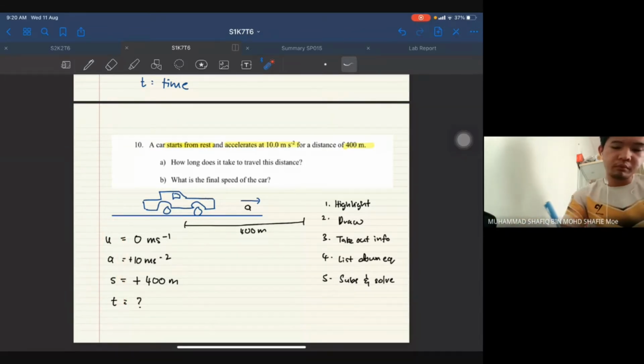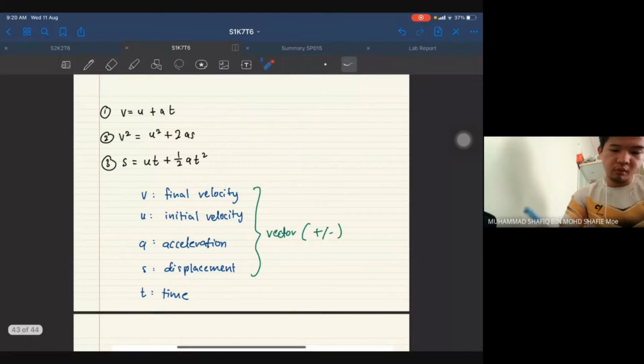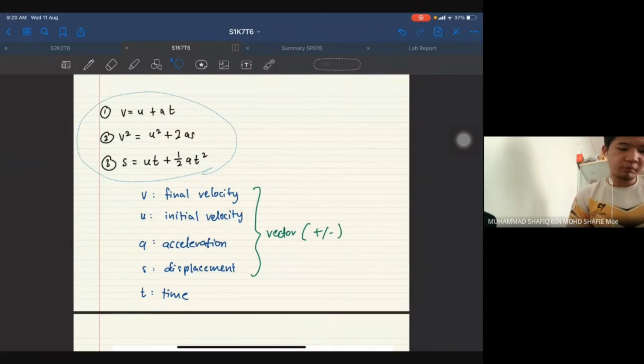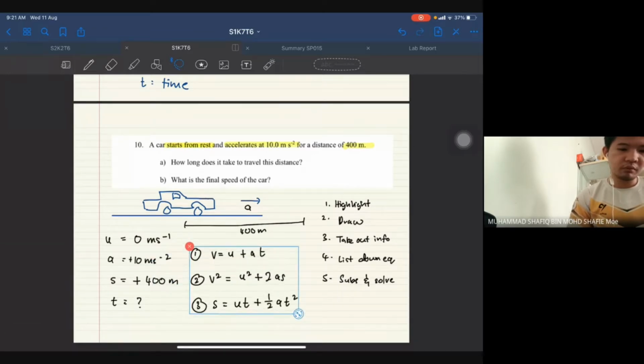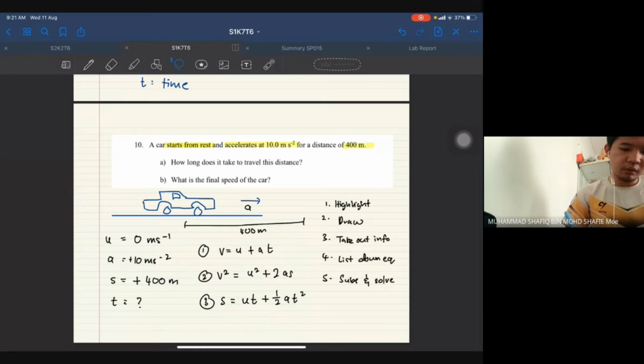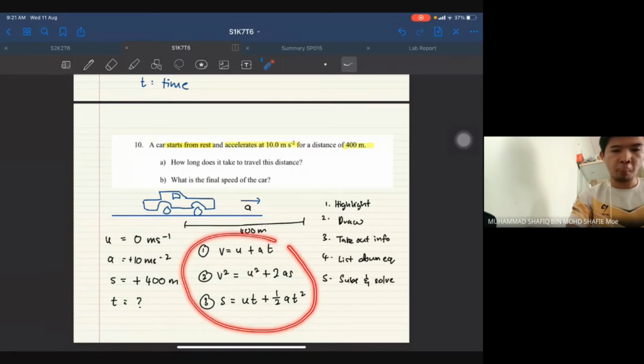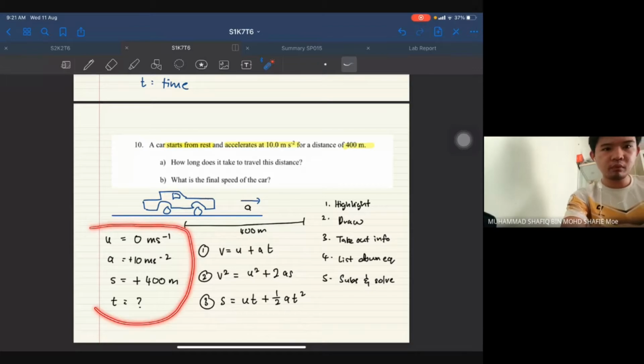Okay, saya mengelak sikit. So I'm gonna copy this one and I'm gonna put it side by side. Okay, so kalau kamu dah mahir, you can read this one and then you can straight away know which formula you want to use. Tapi kalau let's say dalam exam maybe kamu tak boleh nak fikir, so what you guys need to do is that you put it side by side, equation dengan information yang ada.